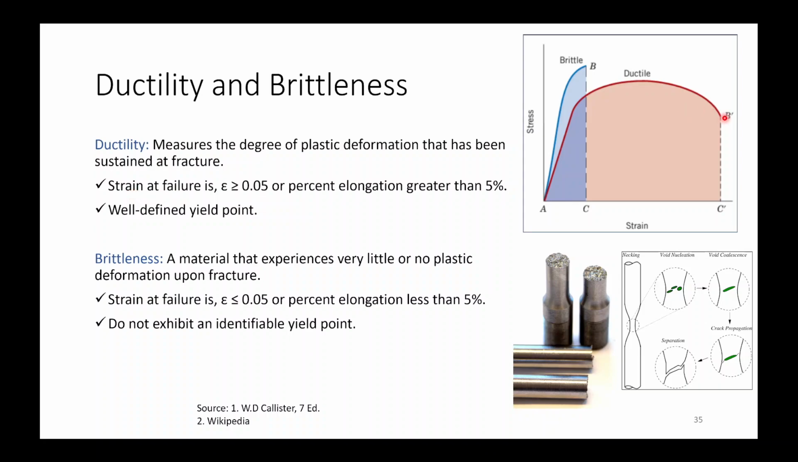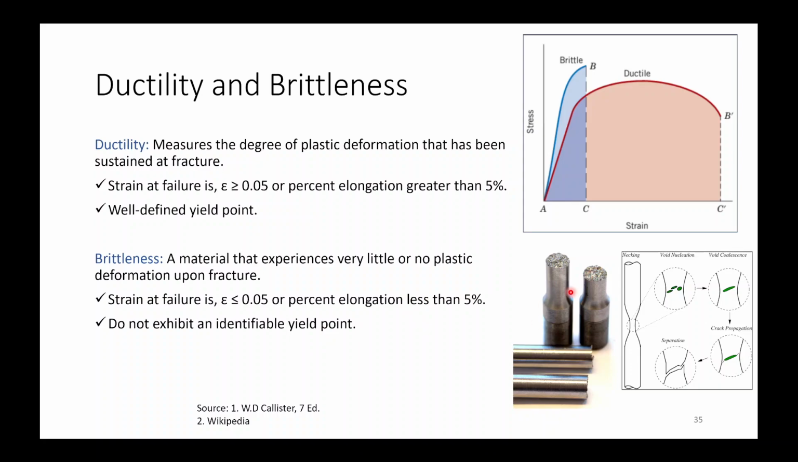If a material has percent elongation more than 5%, it will be known as a ductile material. It will have a well defined yield point. If a material has elongation less than 5%, then it will be known as a brittle material, and it won't exhibit an identifiable yield point.